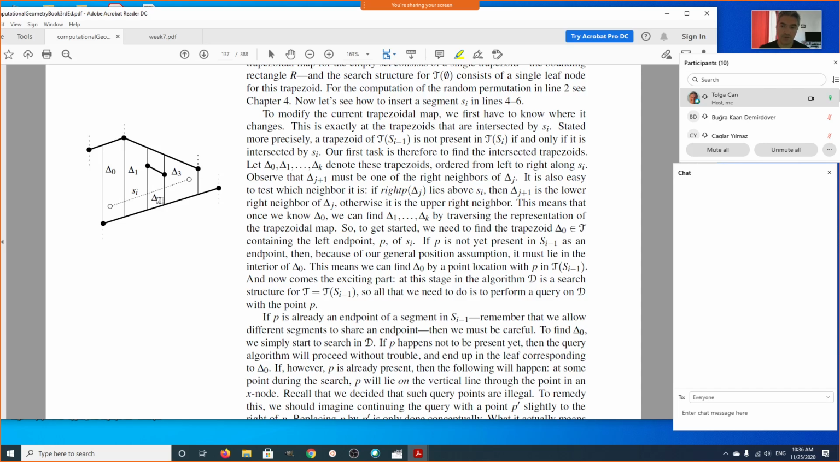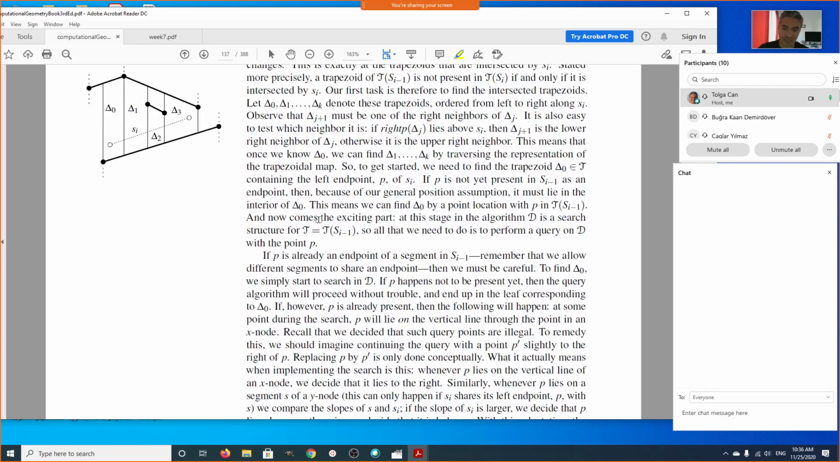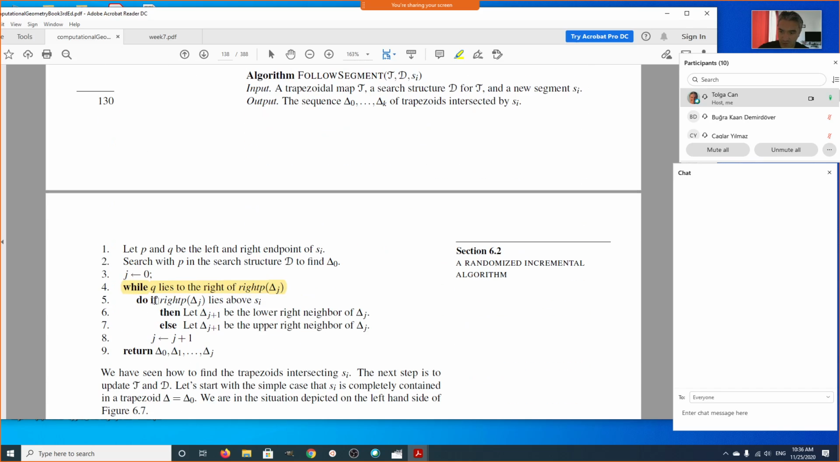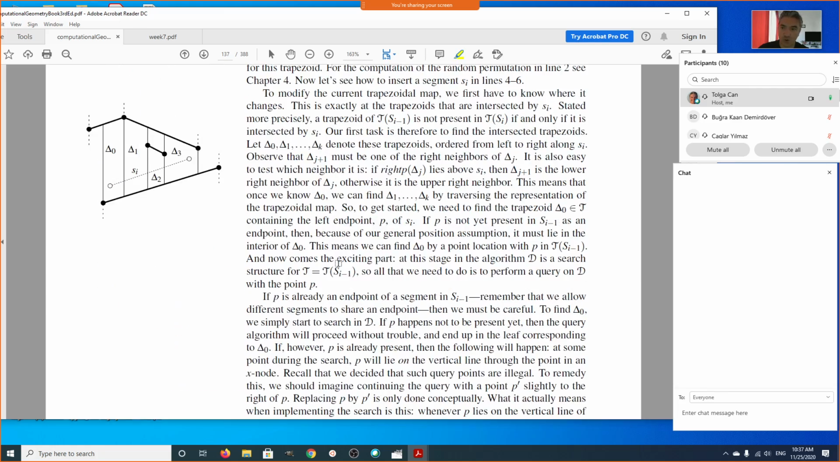In order to continue with delta 2, I need to know whether my segment is below or above this right point, or whether the right point is above this segment SI. If it was vice versa, if this segment was somewhere here, this right point would be below this SI, and what I'm going to do is follow this segment. So this if condition here is trying to distinguish between two cases: either this delta 2 or this unnamed trapezoid here. Either we are going to follow here or here.